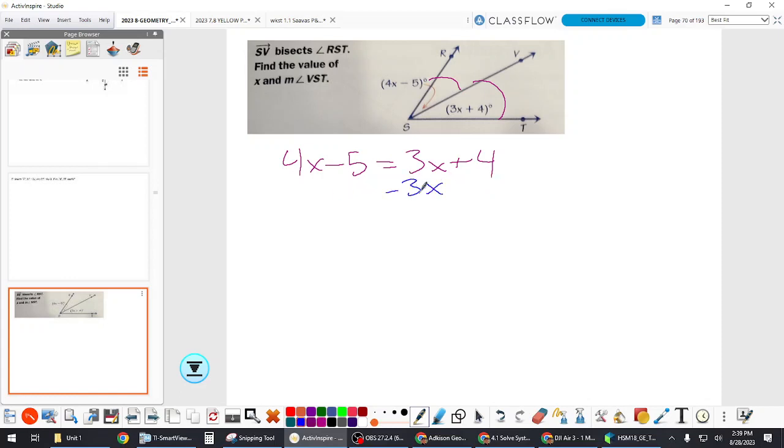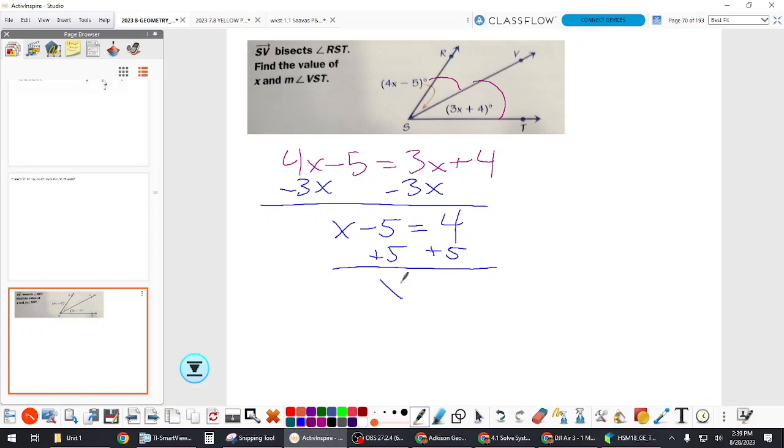I can tell you if this part that I'm doing right now is a struggle for you at this point, you're way behind and you need to come get help if this part is a struggle. Okay.